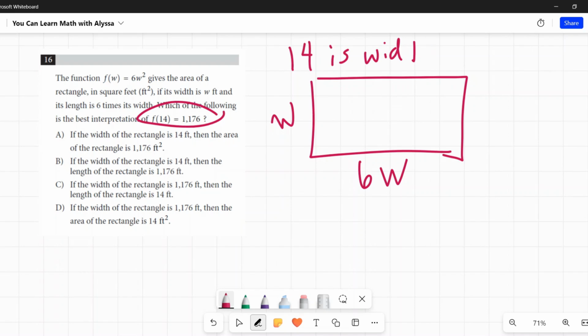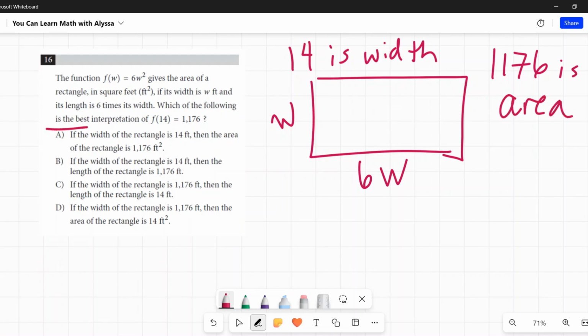And I'm told that this gives the area. If I plug this in, then the function is telling me the area. Okay, so f of w equals the area. So f of 14 equals 1,176. 1,176 must be the area. Now let me look at my options and see which of those matches that. A, if the width of the rectangle is 14 feet, then the area of the rectangle is 1,176. Hey, right off the bat, that looks correct, but let's check the others just to be sure.